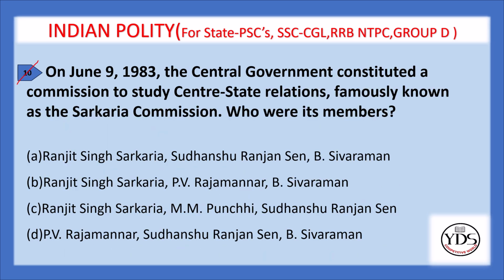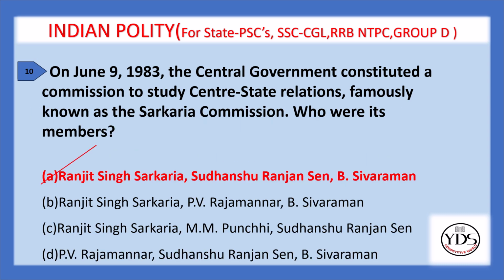10th question. On June 9, 1983, the central government constituted a commission to study center-state relations, famously known as the Sarkaria Commission. Who were its members? Option A. Ranjit Singh Sarkaria, Sudhanshu Ranjan Sen, B. Shivaraman. Option B. Ranjit Singh Sarkaria, P.V. Rajamannar, B. Shivaraman. Option C. Ranjit Singh Sarkaria, M. Punchhi, Sudhanshu Ranjan Sen. Option D. P.V. Rajamannar, Sudhanshu Ranjan Sen, B. Shivaraman. Option E. Ranjit Singh Sarkaria, Sudhanshu Ranjan Sen, B. Shivaraman is the correct answer.